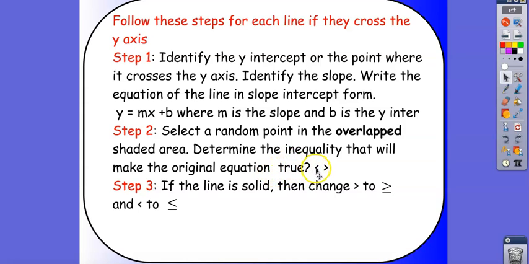And are you going to put a less than, greater than? Okay, now if it's dashed, it's just less than or greater than. But if the line is solid, then you're going to change it to greater than or equal to, or less than or equal to. Let's give it a try.